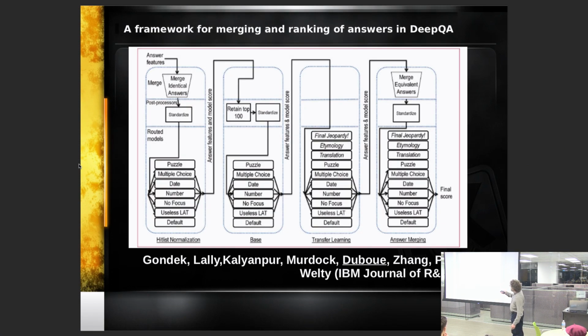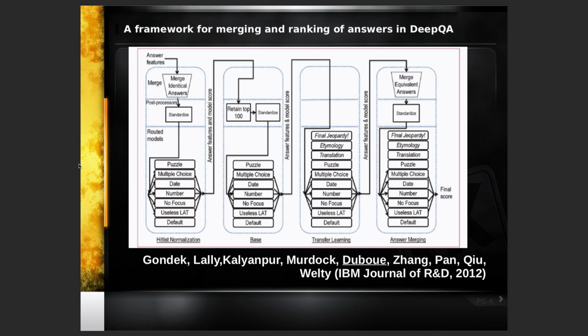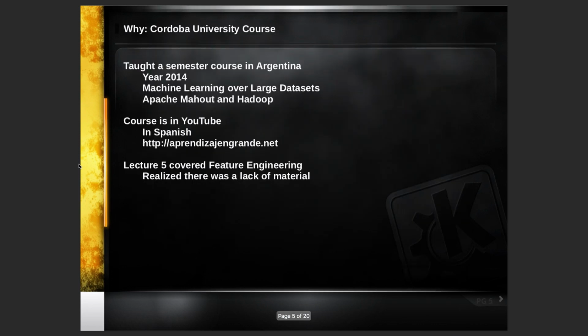Each of these boxes is a different feature engineering, and these are combinations of models. All this is in the article in the IBM Journal of R&D. If you are interested, I can send you a preprint of the article. Okay, so from there, I really got the value of feature engineering. I was interested in the topic.